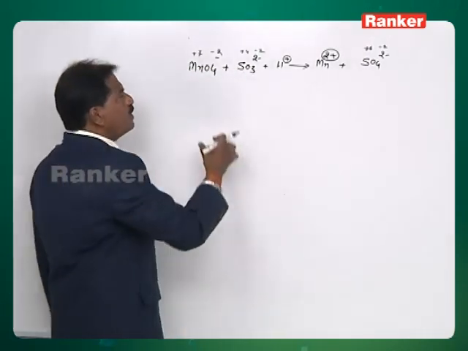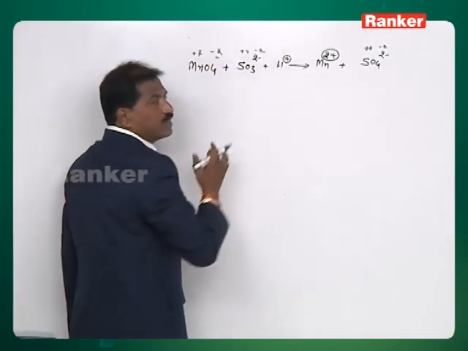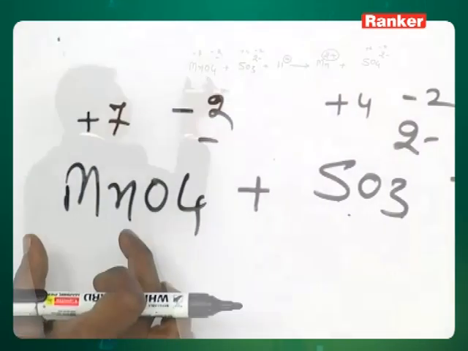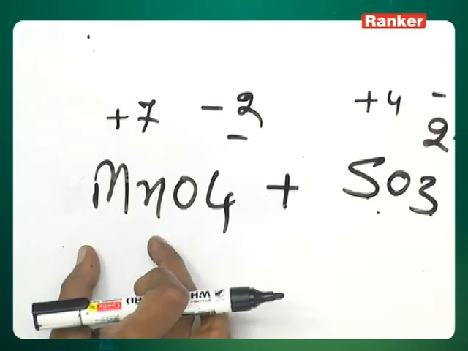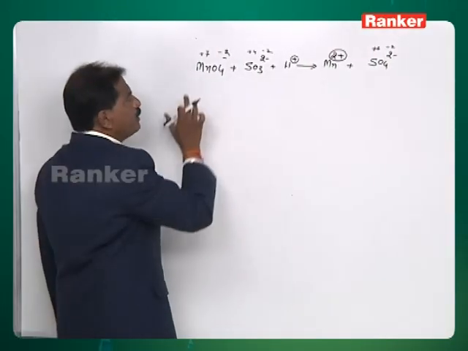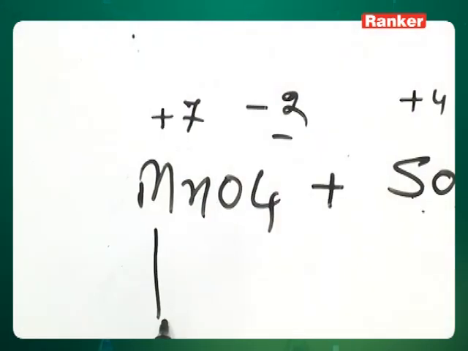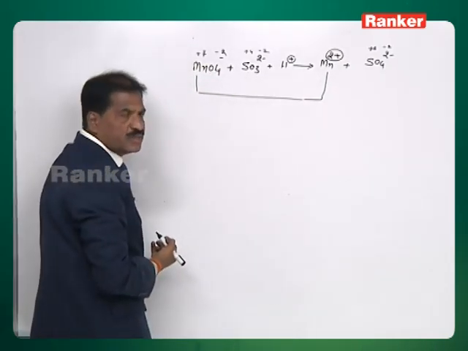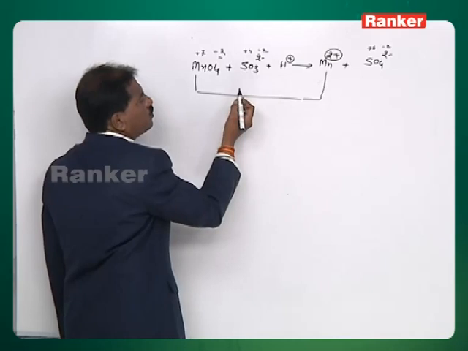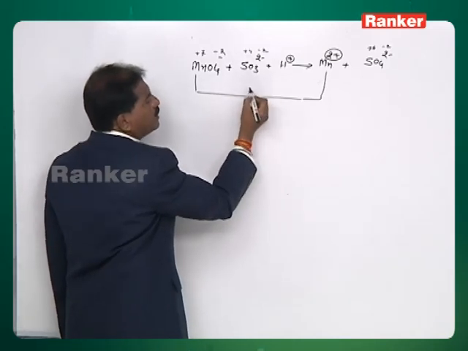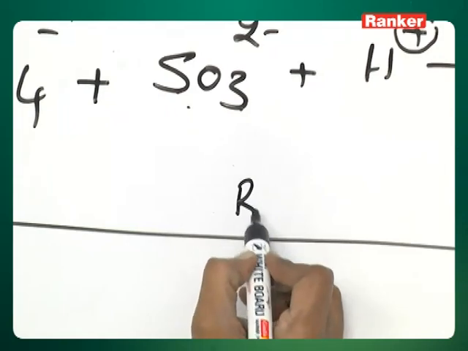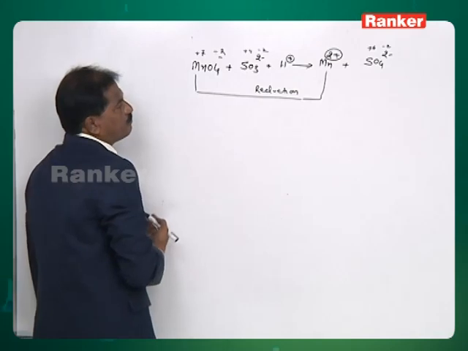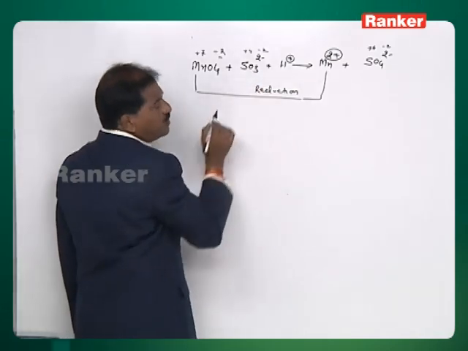So, first identify the oxidation state of each and every atom that is participating in the reaction. Then compare the oxidation state of one particular atom from the reactant side with the product side. Here +7, here +2. Therefore, in the case of manganese, there is a change in the oxidation state. How is that oxidation state changing? +7 to +2. +7 to +2 means decrease. Decrease of oxidation state always represents reduction.